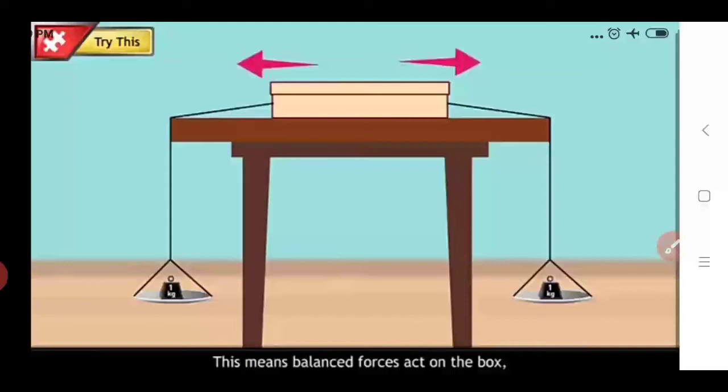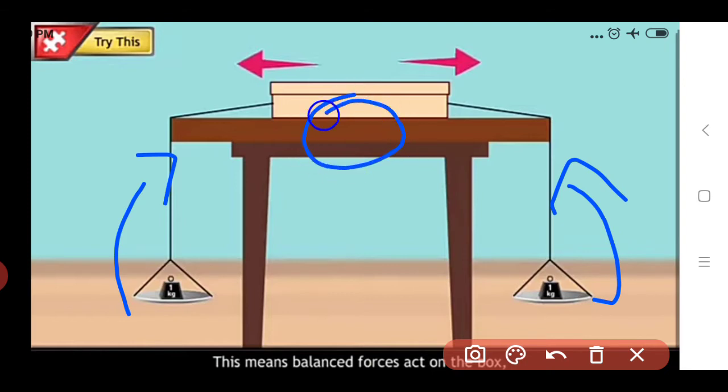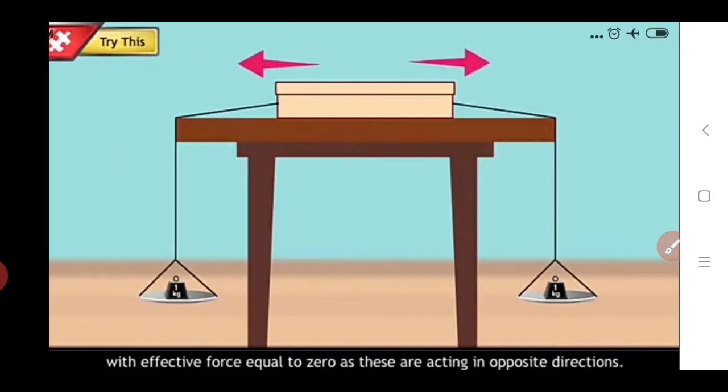Due to this, balanced force acts on the box. The force acting by this weight and by that weight from both sides on the box is equal in amount. Both forces acting on the box are the same, but the direction is opposite. The direction of the force from this side is here, and the direction of the force from the other side is there. So we say that balanced force acts on the box, with the effective force equal to zero, as these are acting in opposite directions.